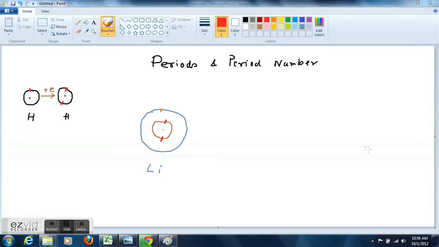Now we are going to discuss the periodic table in the light of electronic configuration of the elements. We are going to discuss three periods. Let us talk about period 1, which is the smallest period, having only two elements, hydrogen and helium.